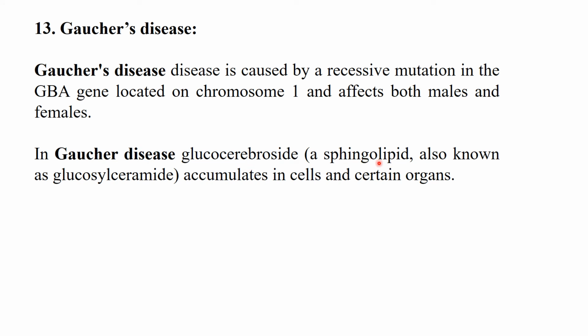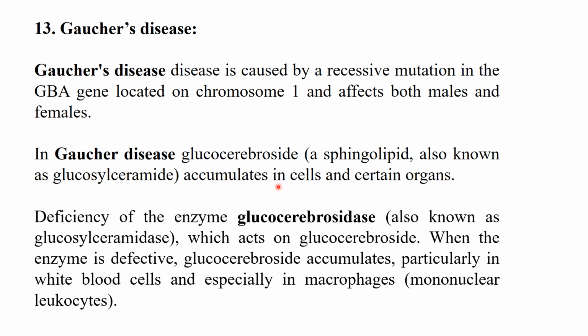glucocerebroside, a sphingolipid also known as glucosylceramide, accumulates in cells and certain organs. There is a deficiency of the enzyme glucocerebrosidase, also known as glucosylceramidase, which acts on the glucocerebroside. When the enzyme is defective, glucocerebroside accumulates, particularly in the white blood cells and especially in macrophages, mononuclear leukocytes.